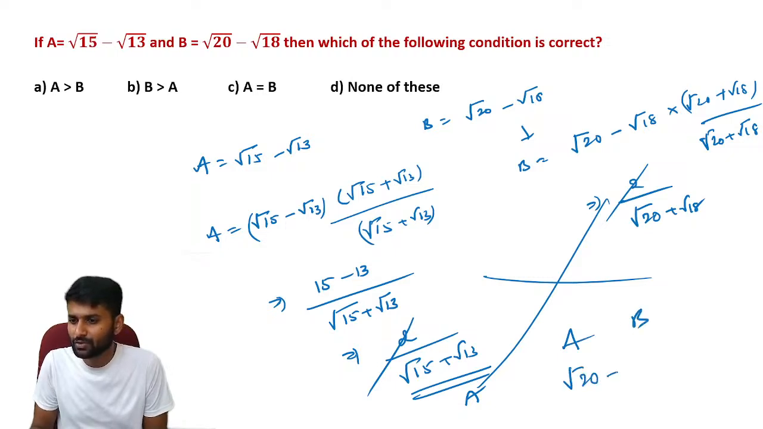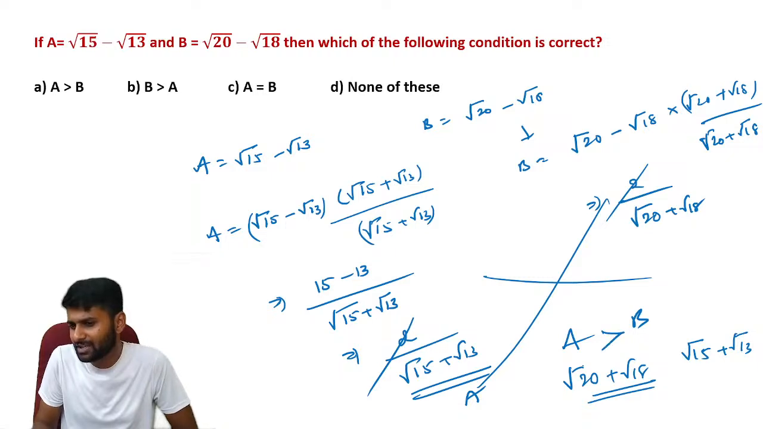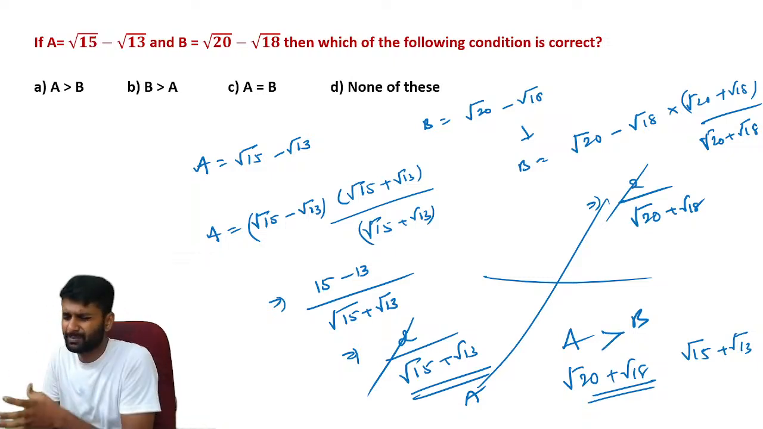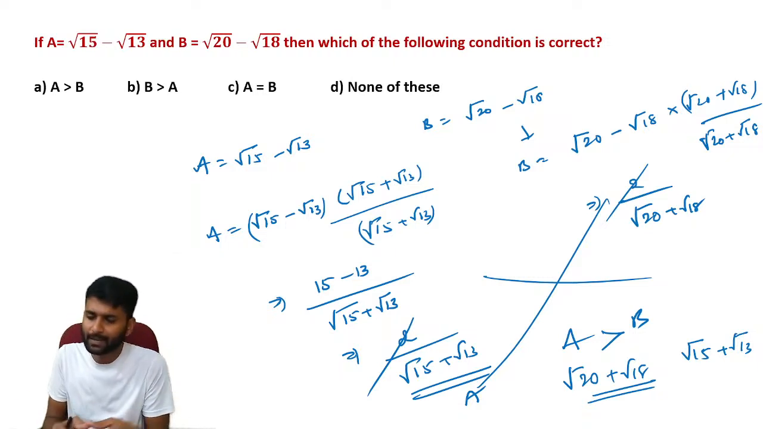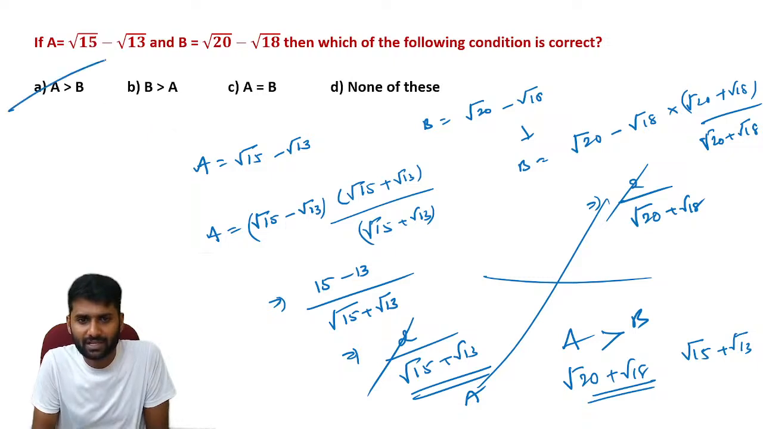So here it is root over 20 plus root over 18 after cross multiplication, and root over 15 plus root over 13. You can see that root over 20 plus root over 18 is always greater than root over 15 plus root over 13. Don't convert it to approximate values. You can see the numbers, right? This summation value is always greater than the other value. Here the relation is a is greater than b.